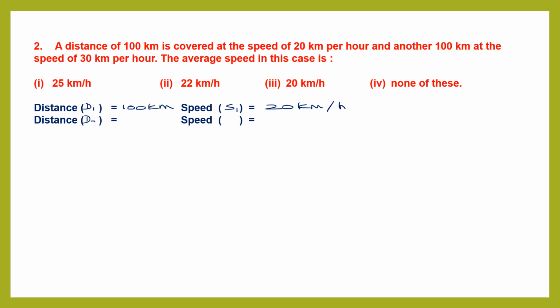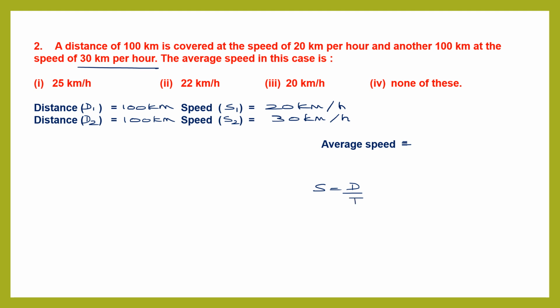That is the second part. That is also 100 kilometers here, but the speed is different. So S2 is 30 kilometers per hour. It's given to us in the question. Now we have to find the average speed. The average speed is, now as we know, the formula for speed is distance by time, isn't it?